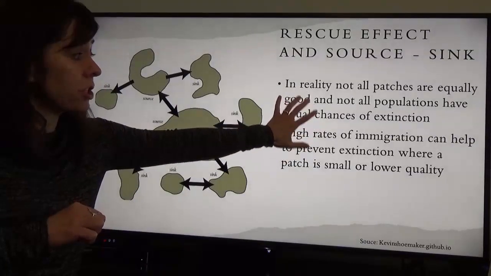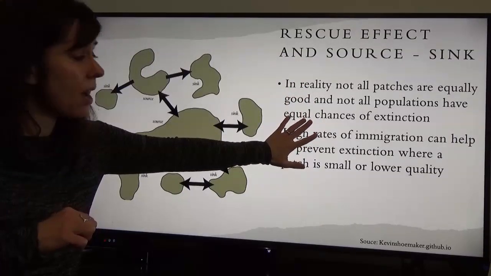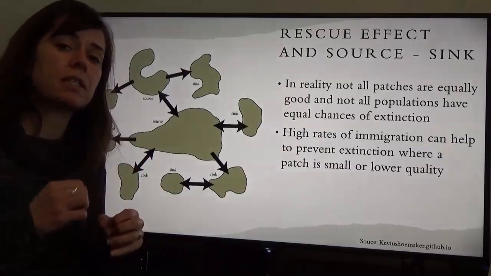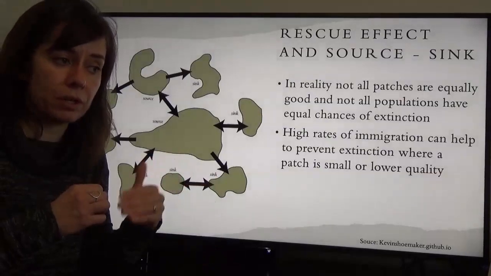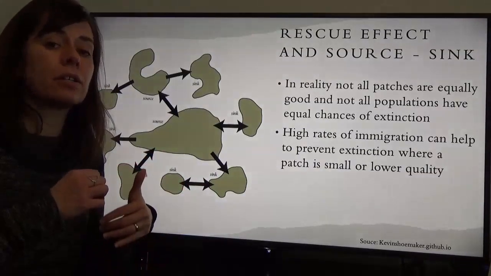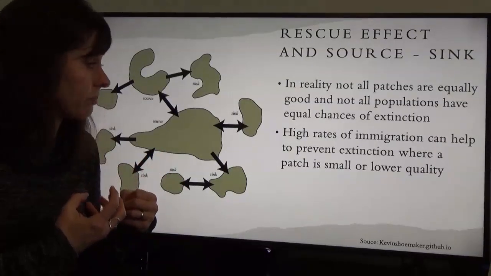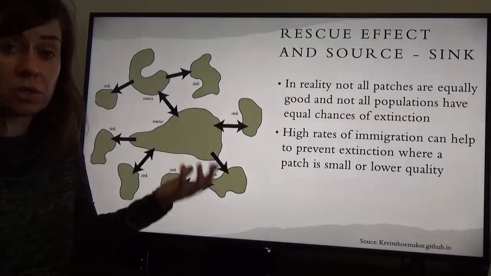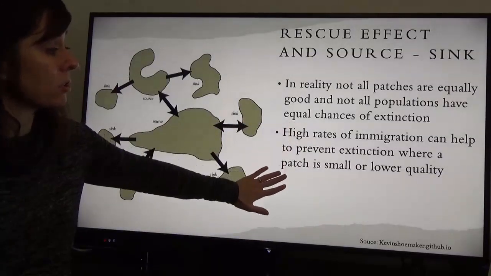This leads to differences in the likelihood of extinction. But there's also this component of the rescue effect. Even if a population does go extinct, if you're close enough to a population that is producing emigrants, then you may be rescued from extinction. Okay, so high rates of immigration from a neighboring source area, so a higher quality area, can help to prevent extinction where a patch is small or lower quality.